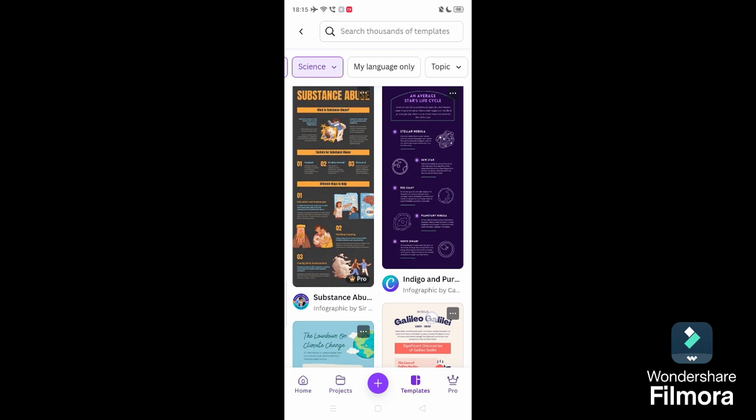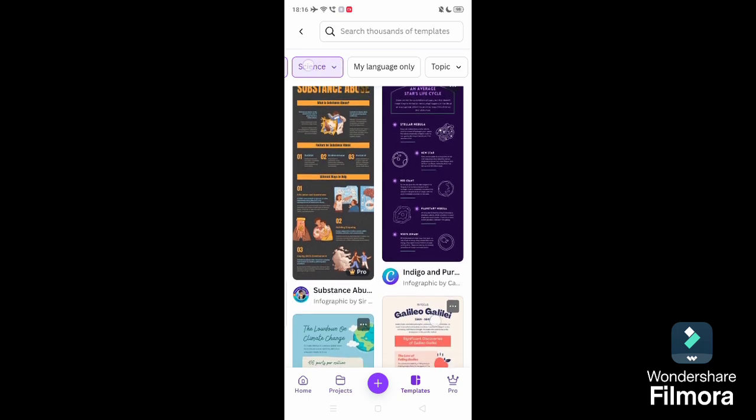Now we have stellar nebula, new star, red giant, planetary nebula, and white dwarf, which come under the infographics category. So let's go for another one here.